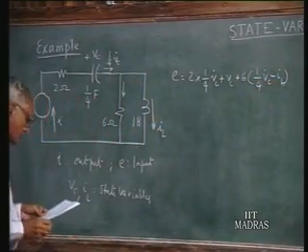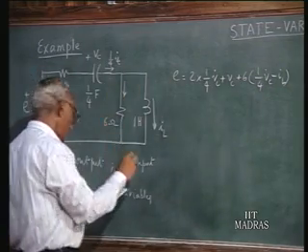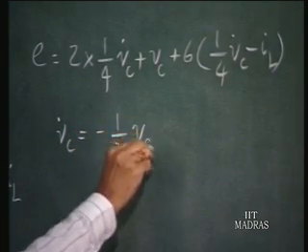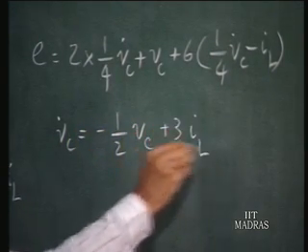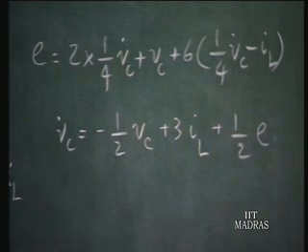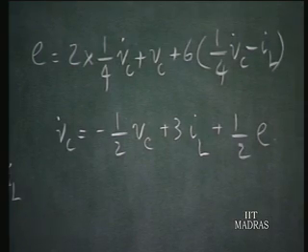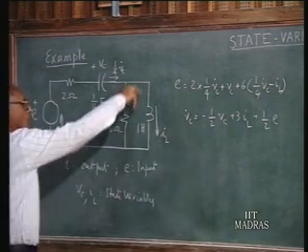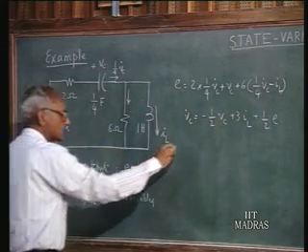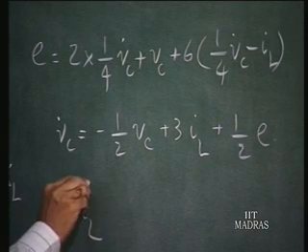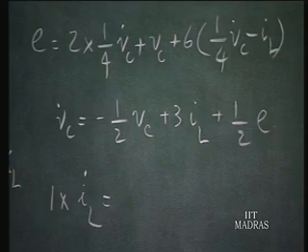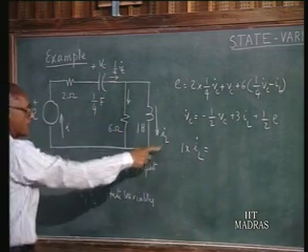If you simplify this, you will get Vc dot equals minus half Vc plus 3 IL plus half E. This is one equation. Similarly, we must also have an equation involving IL dot. The voltage across this inductor is L di/dt. So, 1 times IL dot is the voltage across the inductor, and that voltage is also equal to this voltage, which is 1/4 Vc dot minus IL, times 6.